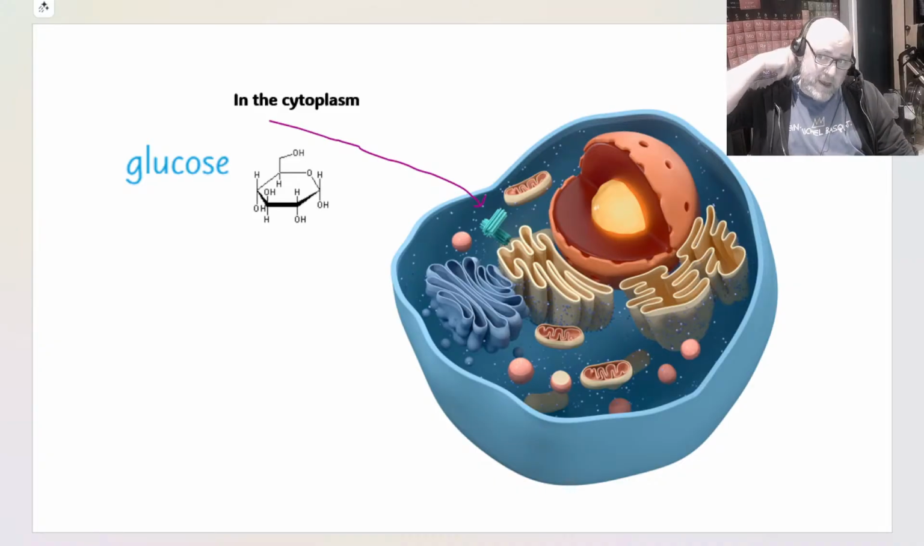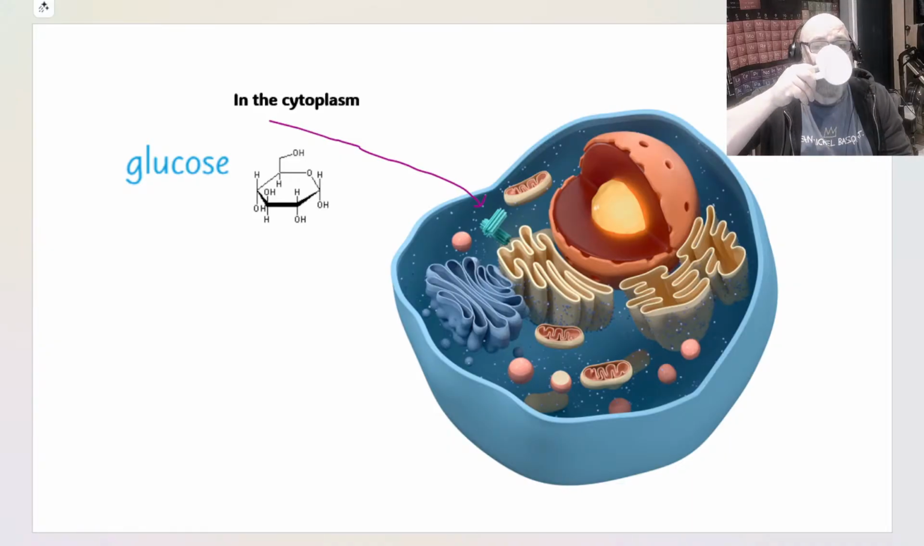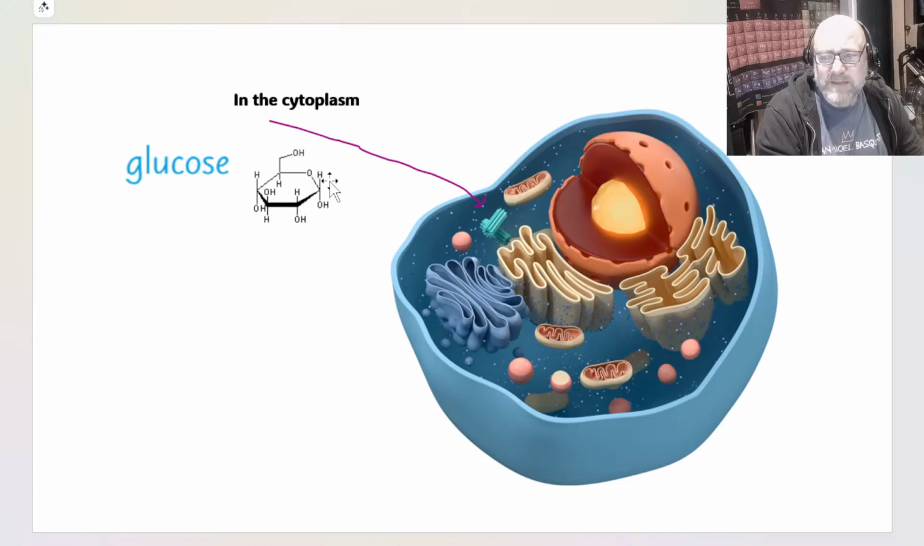So here you've got a glucose molecule, and you have to know the structure of that if you're doing A-level biology. Does anyone know if that's alpha or beta glucose? There's a way you can tell if this is alpha or beta glucose. Yeah, it's alpha. Well done, guys.